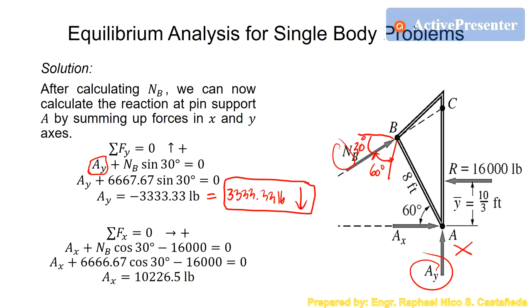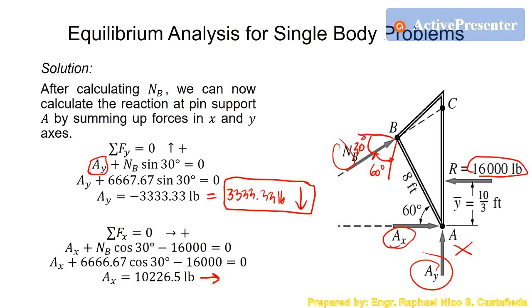So, for AX, we have summation of forces in X equals 0, going to the right positive. AX is positive because it is going to the right. NB is positive also because it's going to the right. NB cosine 30. 16,000 is negative because it is going to the left. So, AX is positive, meaning this is correct, going to the right. Because we got a positive answer, your assumption that AX is going to the right is correct.